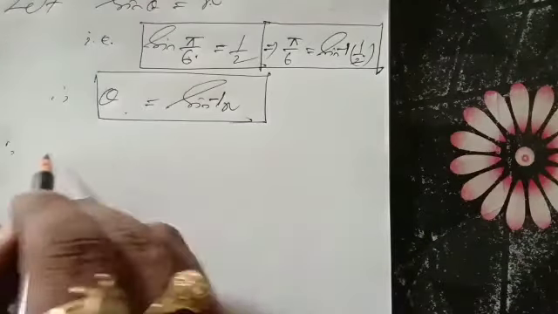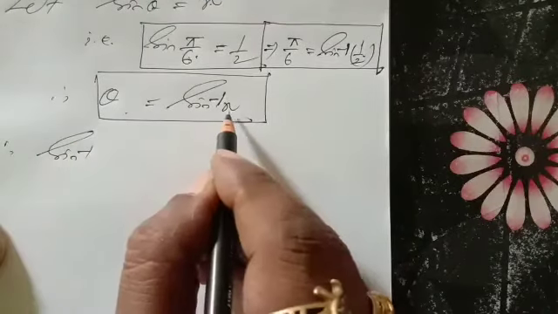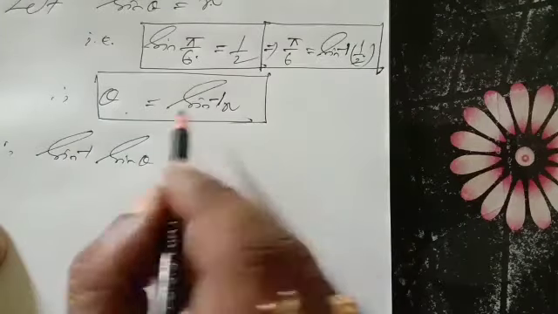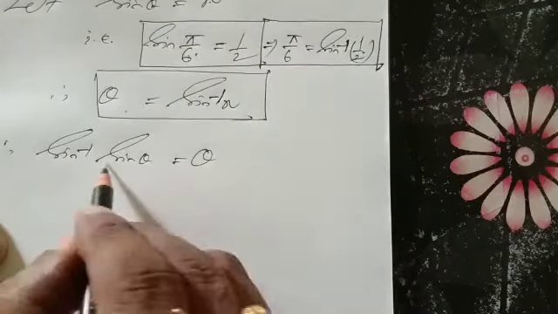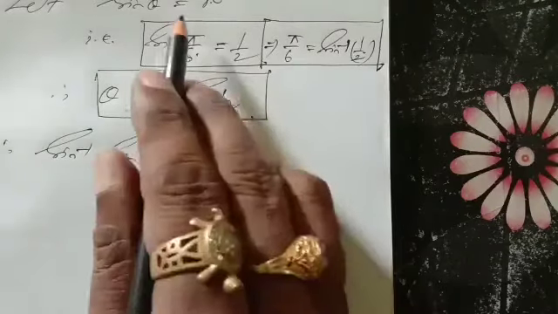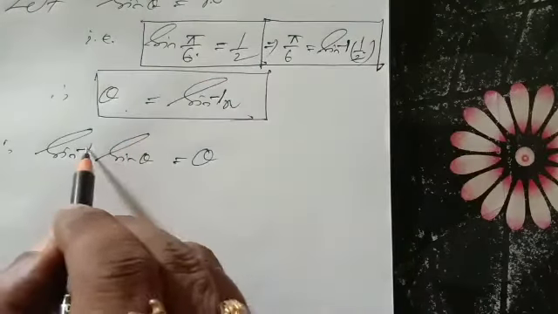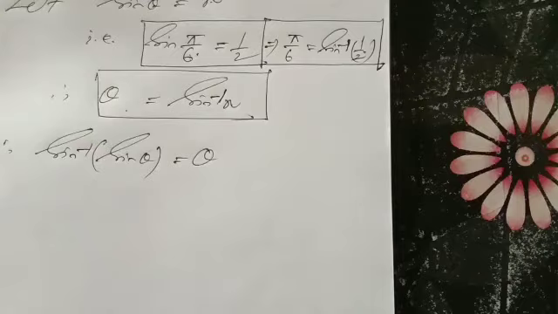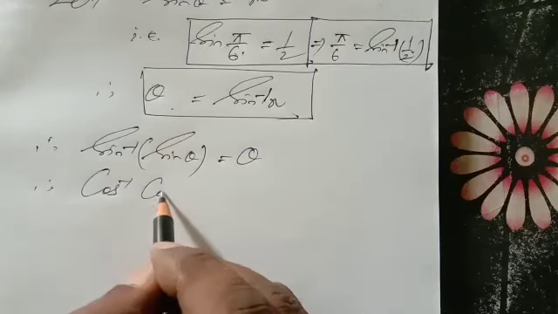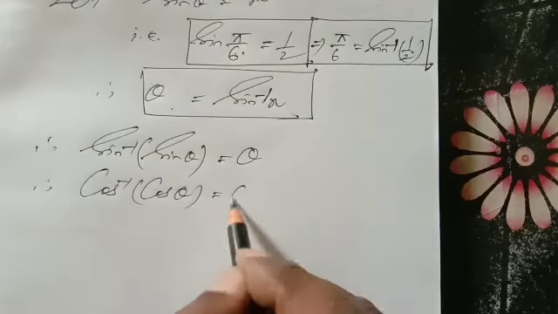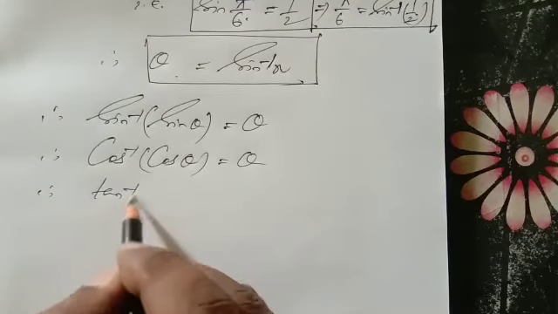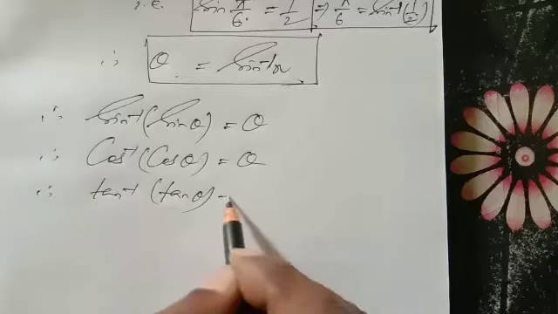Therefore, sine inverse x is what? Sine theta. That means sine inverse sine theta is equal to how much? Theta. Sine inverse sine theta is equal to theta. Theta is equal to sine inverse x. Just x is written, x is what? Sine theta. That means sine inverse sine theta is equal to theta. Same process, other trigonometric ratios. Cos inverse cos theta equal to how much? Theta. There are 6 trigonometric ratios. Tan inverse tan theta equal to how much? Theta.